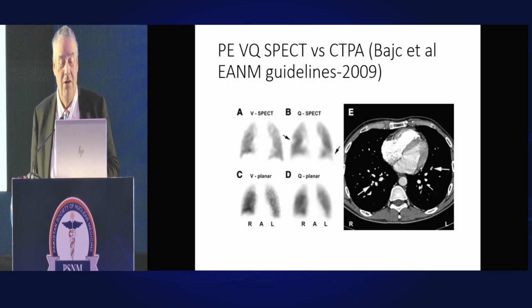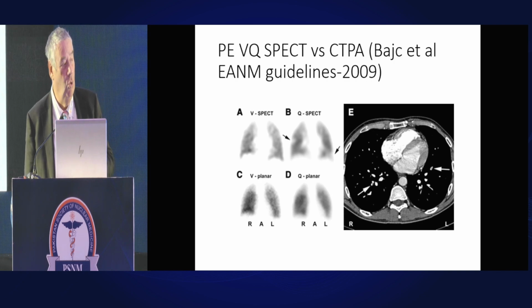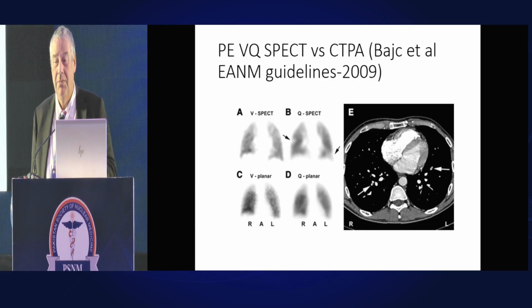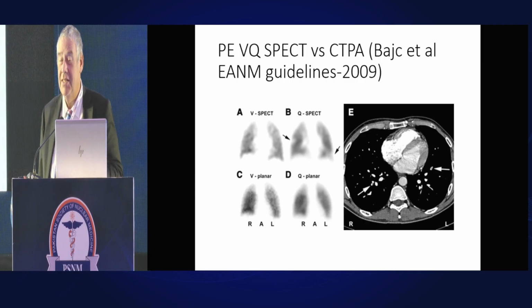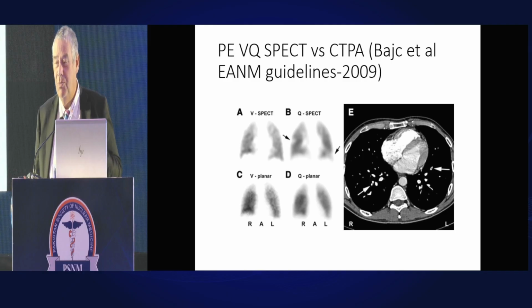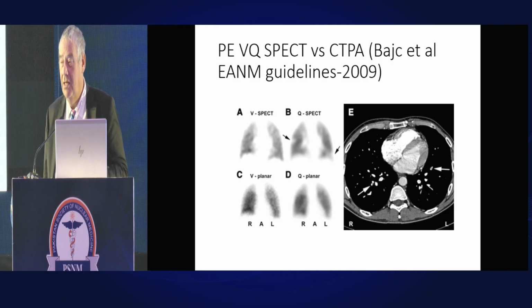And here you can see these are not planar images, these are coronal slices. And you can see quite a small defect there, which is probably subsegmental, which you can see in the right lung when they put a very nice arrow on for you. And when you look at the CTPA, there is indeed a subsegmental embolism. So we can start to pick up with more certainty much smaller pulmonary emboli.